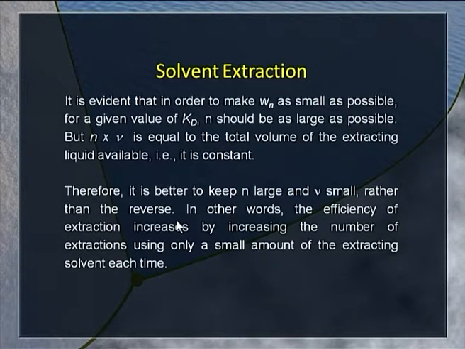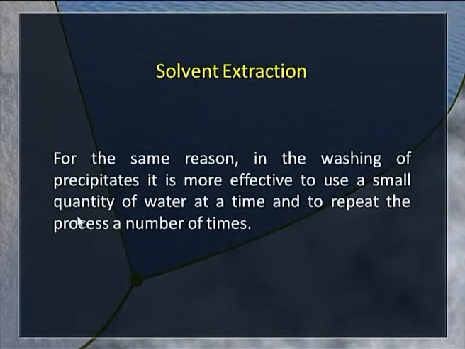In other words, to increase the efficiency of extraction, we must divide the available extraction liquid into small aliquots and carry out the extraction several times in order to get the maximum extraction efficiency. For the same reason, if you recall, in the lab, in the washing of precipitates, it is more effective to use a small quantity of water at a time and to repeat the process a number of times. You must have surely done it in your gravimetric analysis.